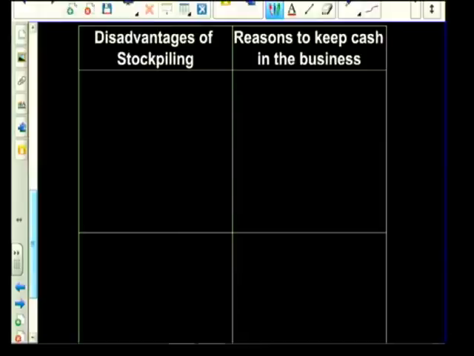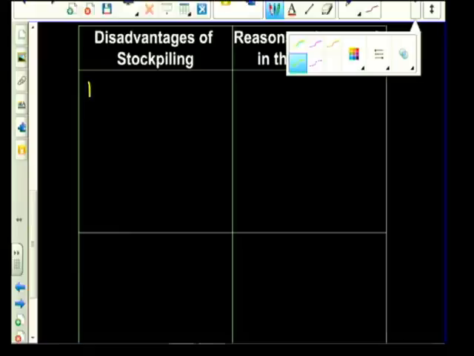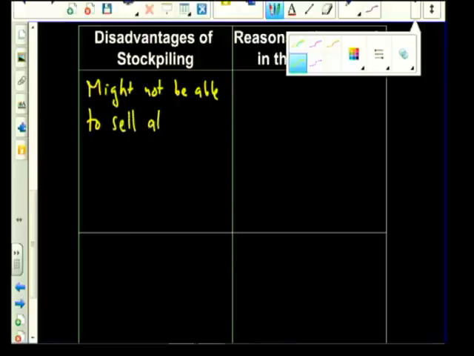First of all, let's think about the disadvantages of stockpiling. What would be the disadvantage of keeping a whole lot of stock on hand? Well, one of the problems might be that you don't sell all the stock. So that could be a problem, because if you don't sell all the stock, you could end up losing quite a bit of money because you've bought it now and maybe you can't return it to the supplier. So let's put that down as one of the disadvantages. The business might not be able to sell all its stock, therefore losing money.